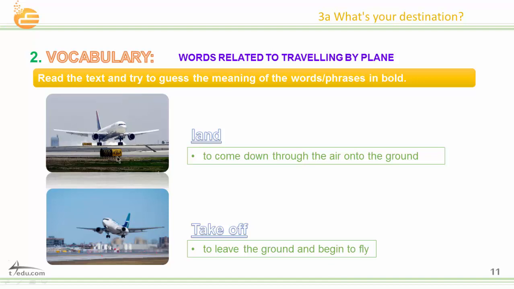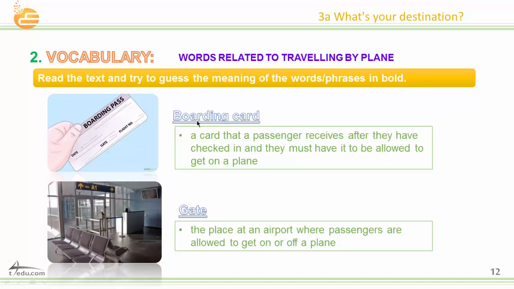Look at these pictures. Boarding card. The boarding card, a card that a passenger receives after they have checked in, and they must have it to be allowed to get on a plane. Gate, the place at an airport where passengers are allowed to get on or off a plane.